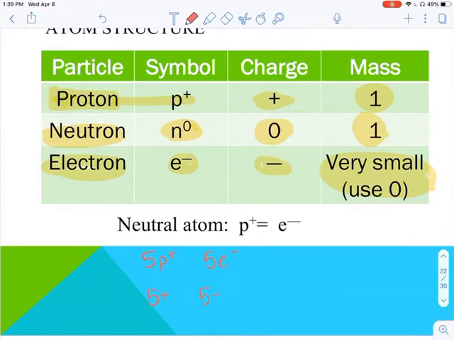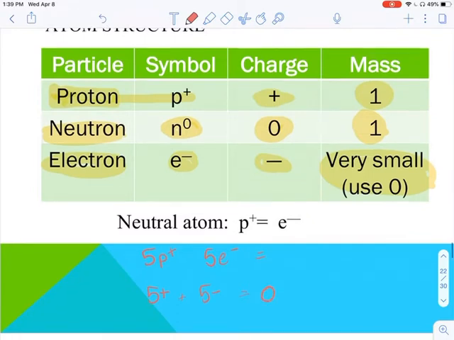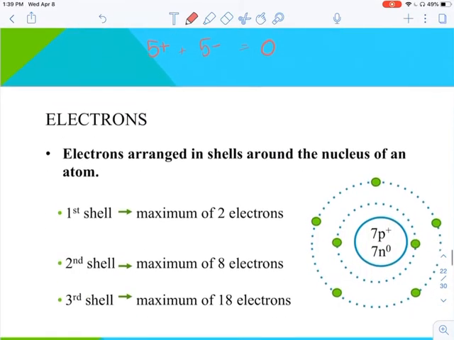Well, if I were to add those together, that will give me 0. So similarly, 5 protons and 5 electrons would give me no charge. So therefore, for any of these, if they're neutral, the protons equal the electrons.